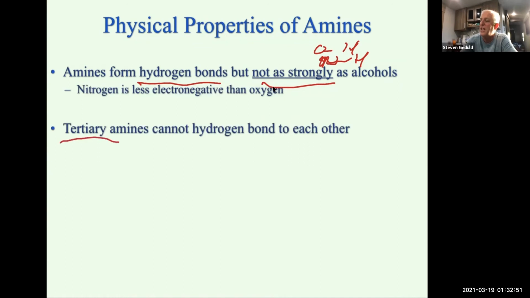Tertiary amines cannot have hydrogen bonding. There's no hydrogen. Remember, you have nitrogen with 3 hydrogens. Every one of those hydrogens has been replaced. So now you cannot have hydrogen bonding. So you only have hydrogen bonding in ammonia, primary amines, and secondary amines. Okay. Tertiary amines cannot have hydrogen bonding.